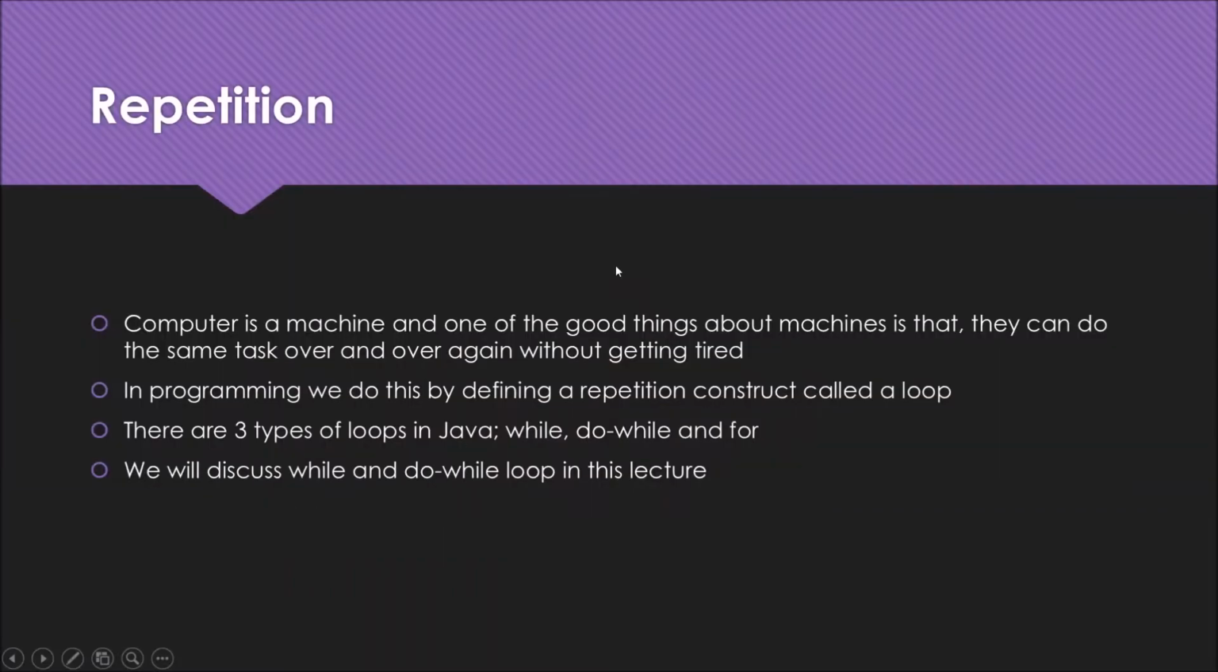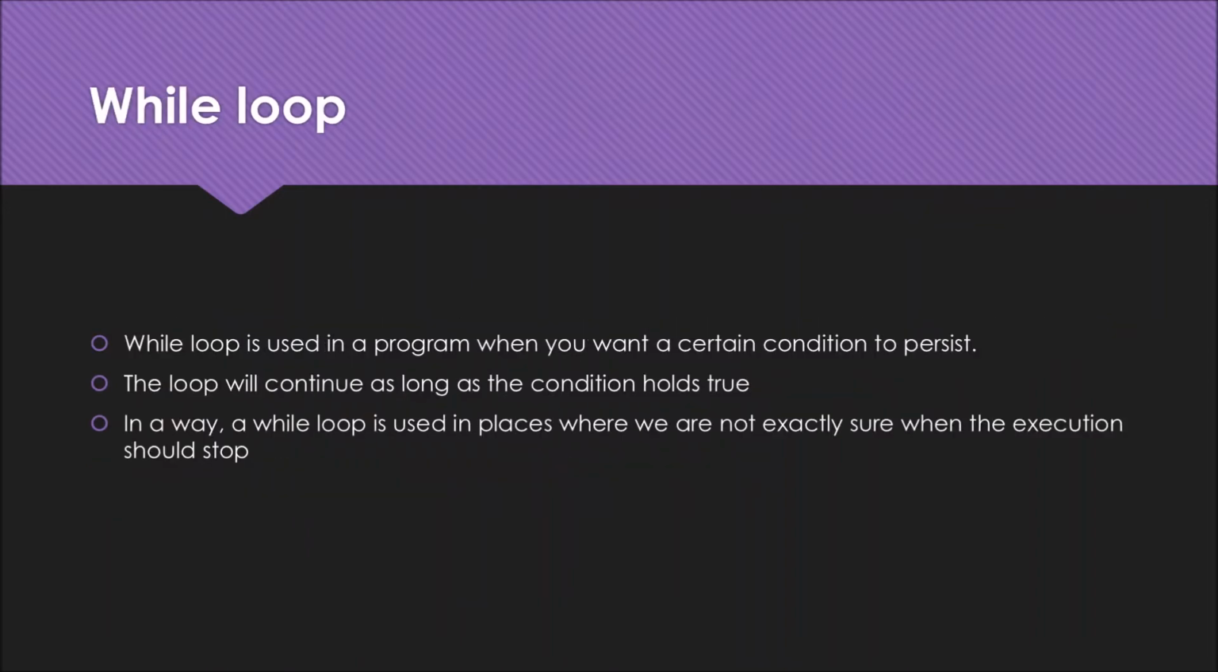So we know that for repetition, a computer is a machine, and one of the good things about machines is that they can do the same task over and over again without getting tired. In programming, we do this by defining a repetition construct called a loop. As I said before, there are three kinds of loops in Java: the while loop, the do while loop, and the for loop. First of all, we'll start with the while loop.